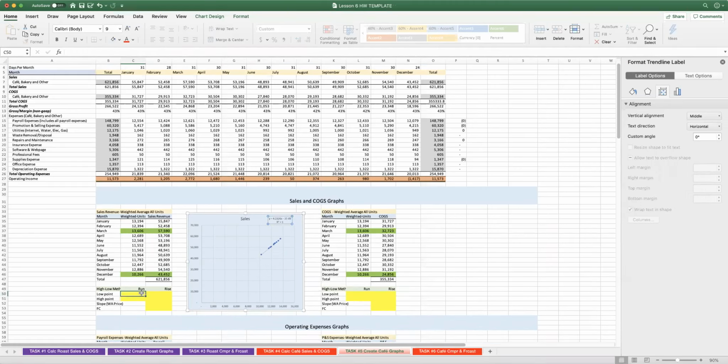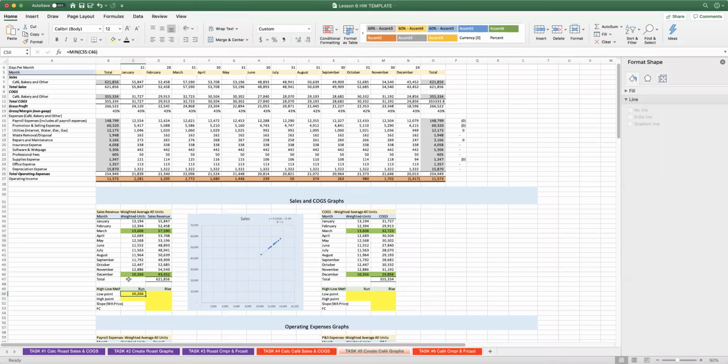To do the high-low method, if we do equals min, open parentheses, highlight all the x-axis data, that's the run. The minimum is 10,266. So you see I already highlighted that for you. So again, when you're doing the high-low method, you go for the activity level to identify the low point, not the dollars. Don't pick the dollars. You pick the dollar that goes with that activity level. Even if that's not the lowest dollar amount, you still pick that one. So go ahead and grab that down.